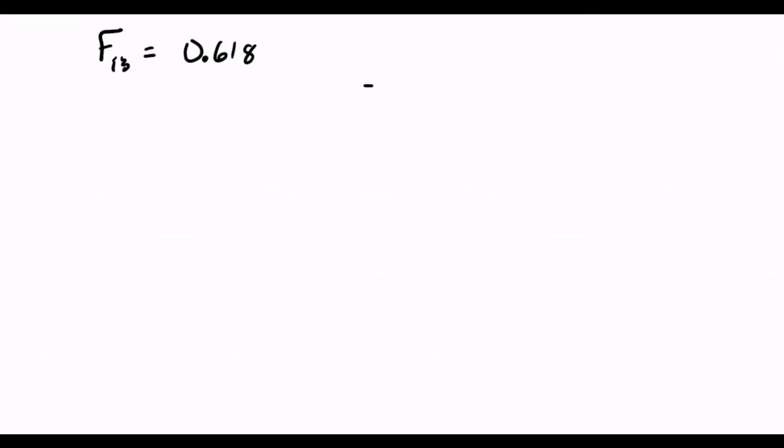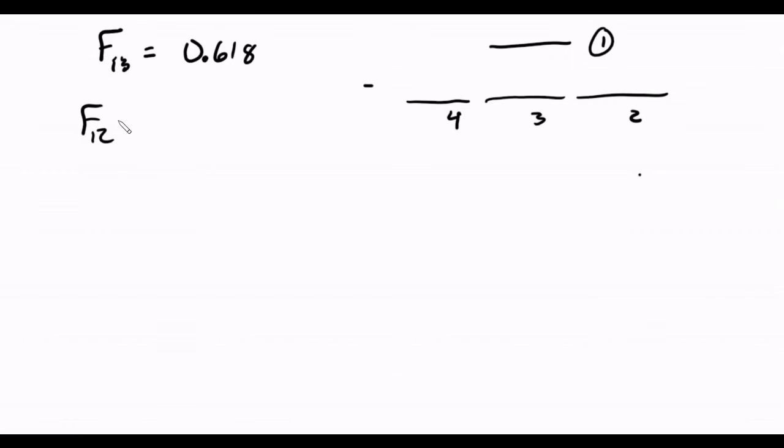We're looking for F from 1 to 2. So how are we going to find that? All right, so we got to do a little bit of math here. So I'm going to draw our surfaces again. Here's 1, 4, 3, and 2. Okay, so we're looking for F12.